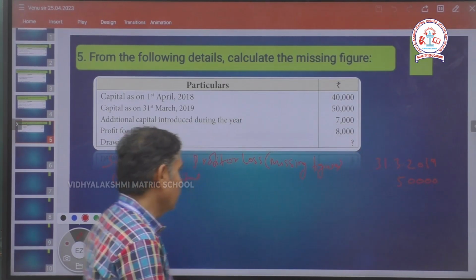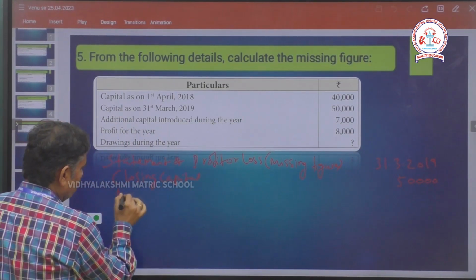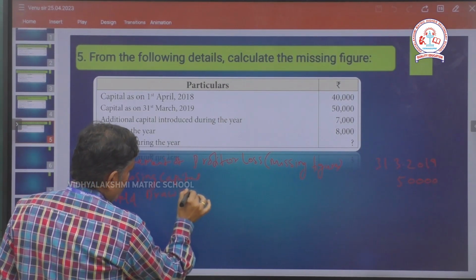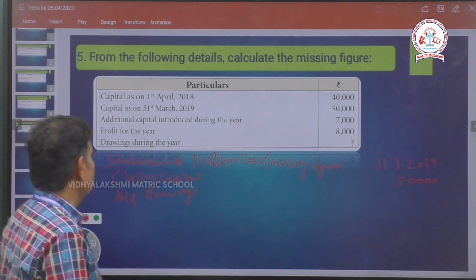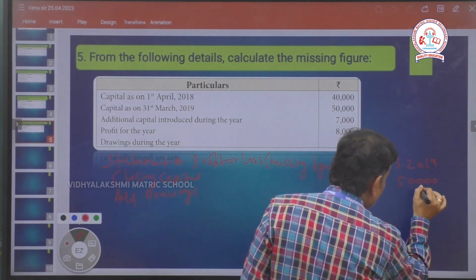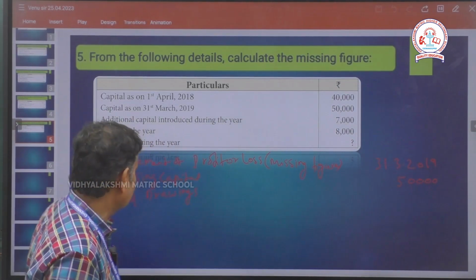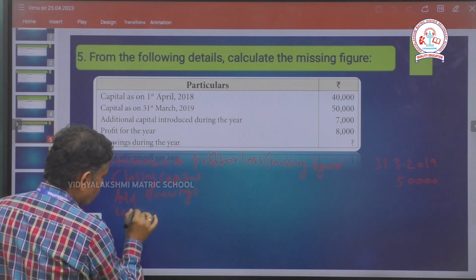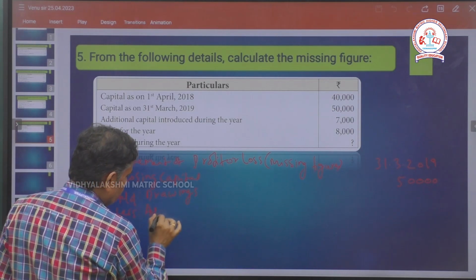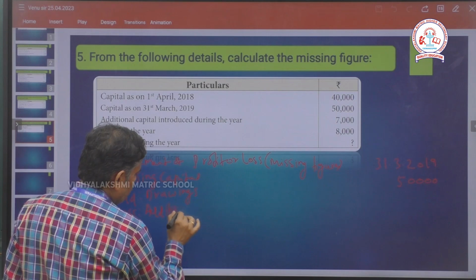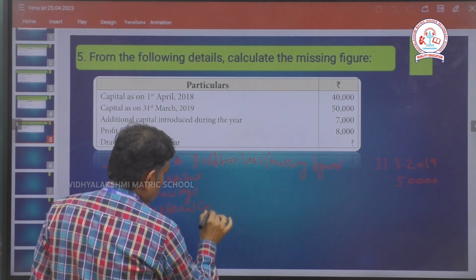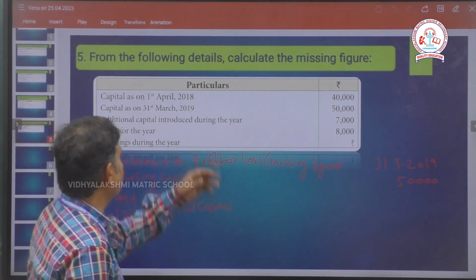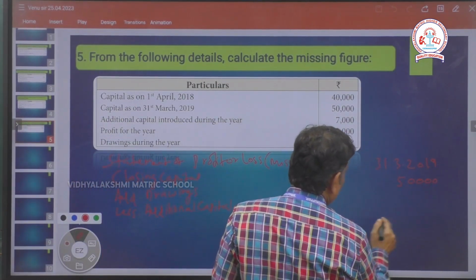Next, what do we have to write? Add drawings. Good. Drawings. What is the drawings value that is given? This I have to find out. We have to find out this answer. After that, we can write less additional capital. Additional capital. What is the value that is given? Additional capital 7,000.